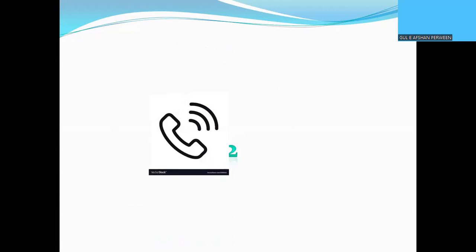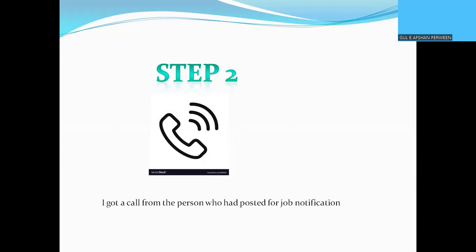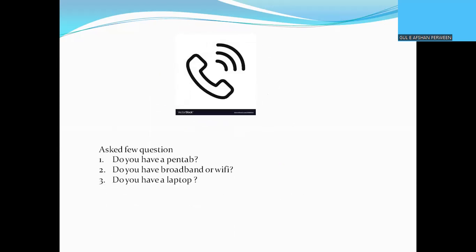Second step, I got a telephonic call from the person who had posted the job. What did he ask in that telephonic conversation? I will share with you. He asked me first, do you have a pen tab or not? Second, do you have broadband or Wi-Fi? Third, do you have a laptop? And friends, you have to have a pen tab, otherwise they will not consider you. So I actually bought a pen tab for this.